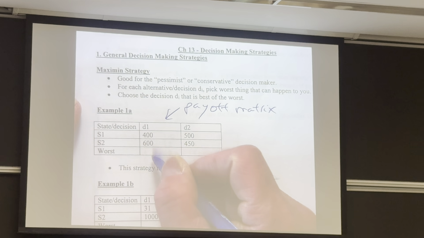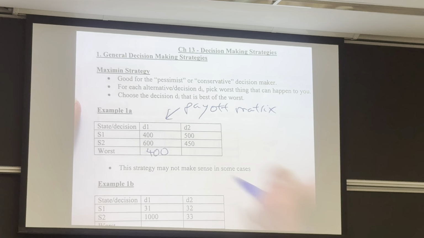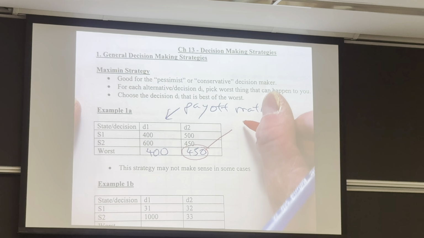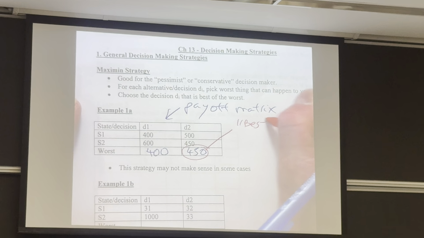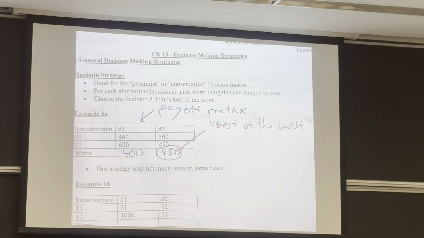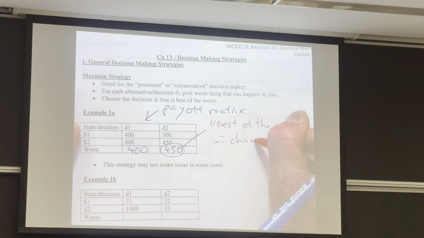For each decision, we see what's the worst that can happen to us. If you choose decision D1, the worst thing that happens to you is you end up with $400. If you choose decision D2, the worst thing that can happen to you is you get $450. So between 400 and 450, this is the so-called best of the worst. And so we choose D2.